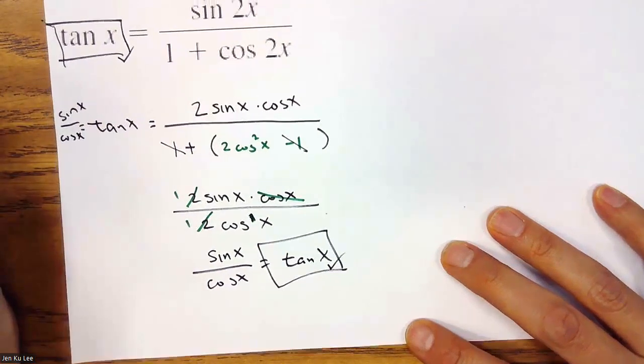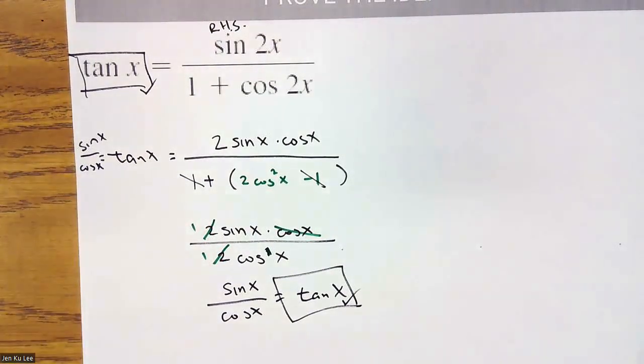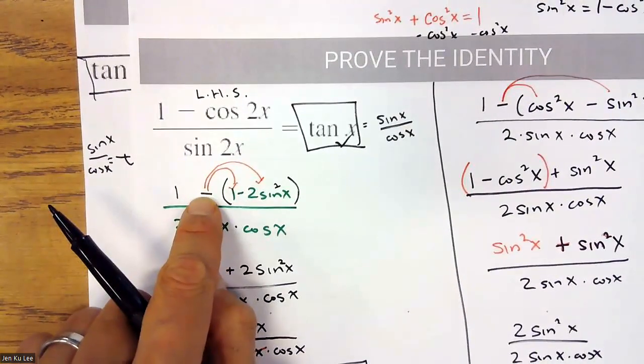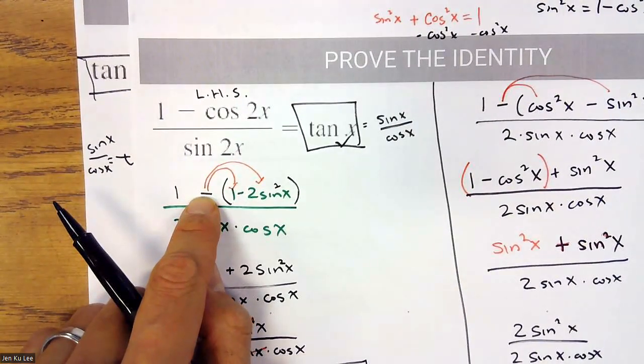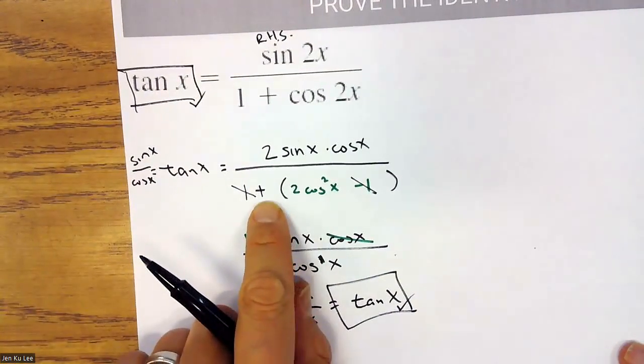Okay? Questions? No? Why did I distribute the negative here on the first one? Because it's a negative. Yeah. I can distribute the positive, but wouldn't it be the same thing?